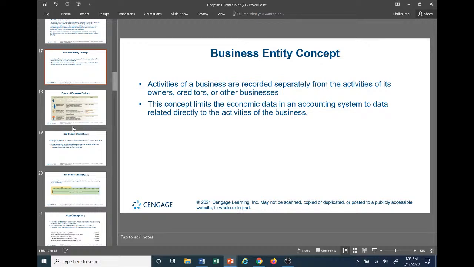Like I said, that concept limits the economic data in that accounting system only to data related to that business. That way we can see how that business entity stands on its own, and we can evaluate its performance, its strength, its financial position, and its cash flows, and make decisions based upon that business. So that's what the business entity concept is. It's viewed as its own individual entity.